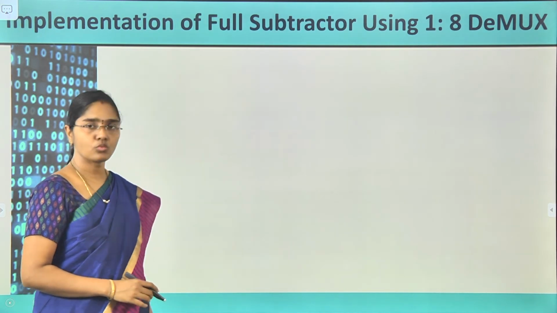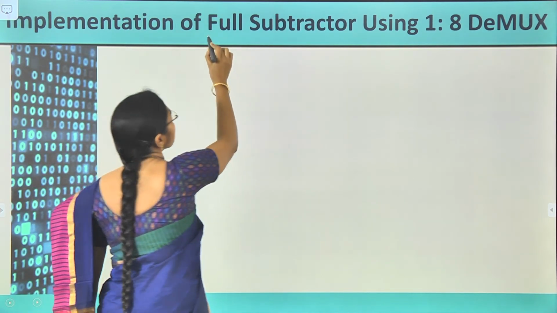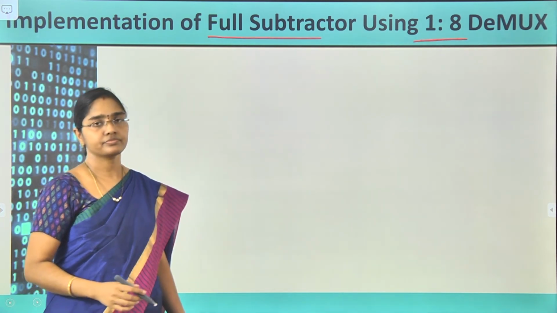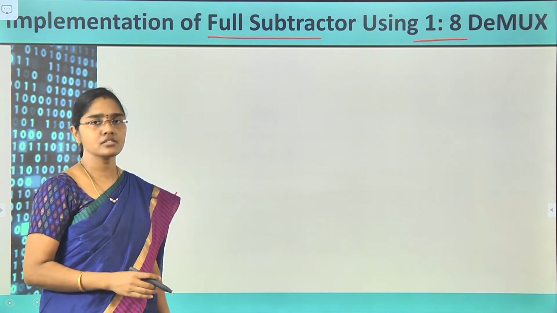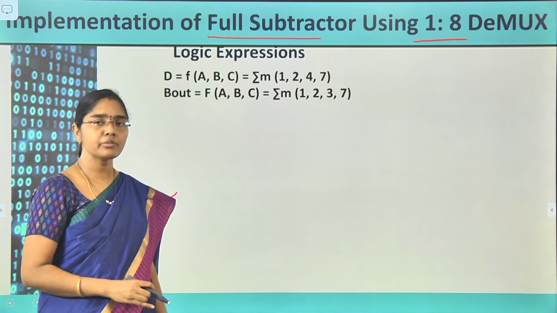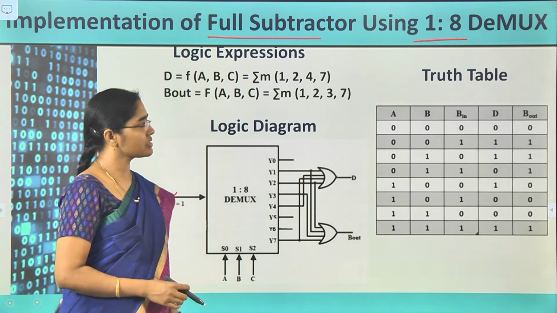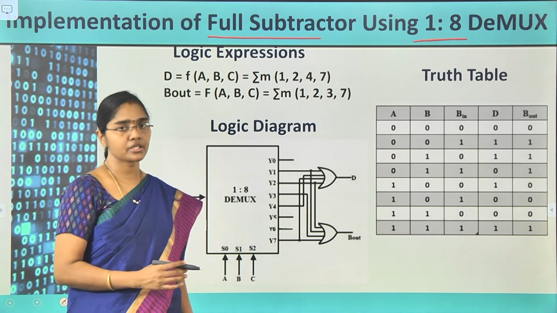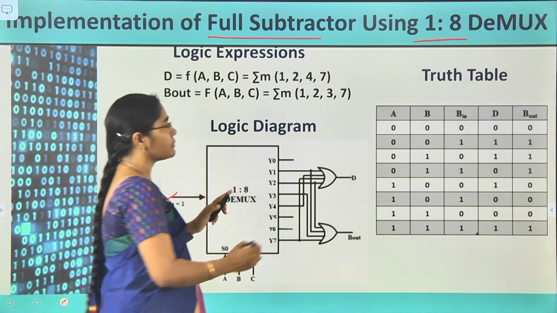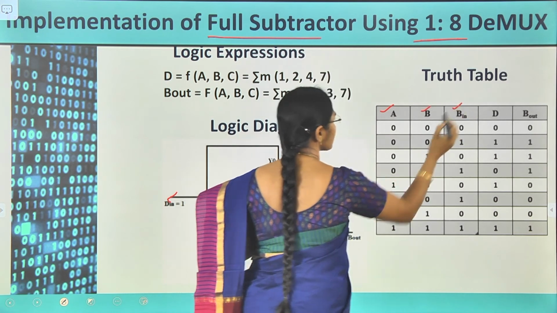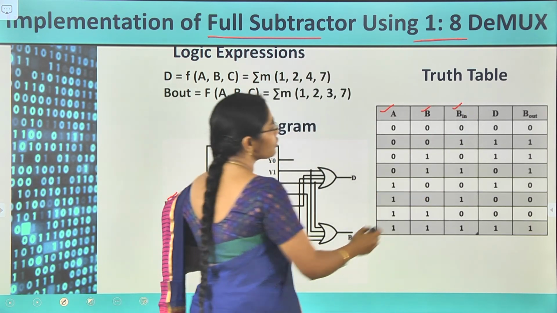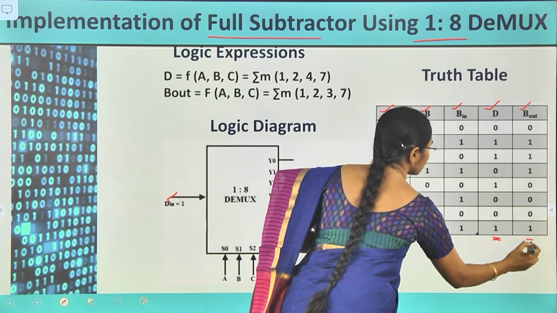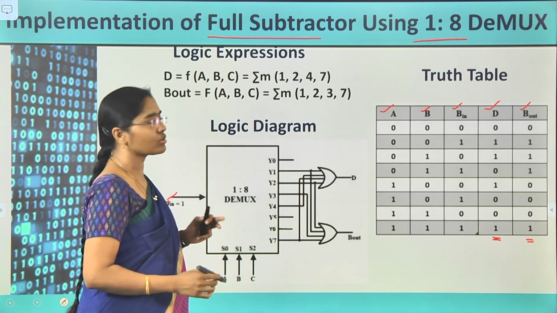Next, see one more design, that is implementation of full subtractor using 1:8 demux. Okay, for this what are the required things? Full subtractor truth table, full subtractor logic equations, and then the implementation with 1:8 demultiplexer. So, full subtractor truth table is this. It has the 3 inputs A, B, D in, and 2 outputs, one is difference and borrow out. So, these are the truth table values, that means difference and borrow out values.